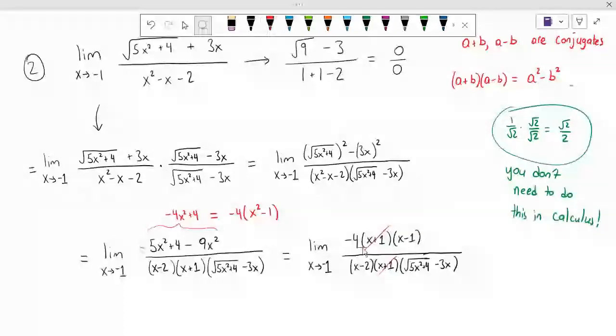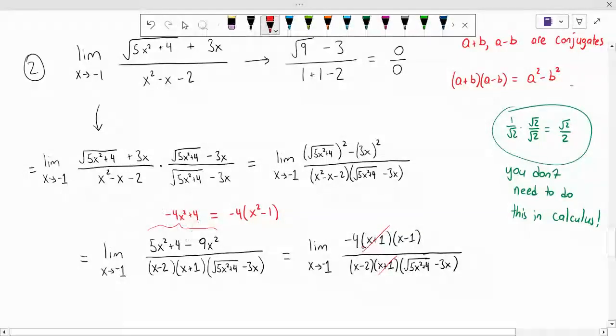As for where that came from, that was just over here. I took 5x squared minus 9x squared and combined them to get minus 4x squared. And then you still had the plus 4, so I just carried that over. And then I factored the minus 4x squared plus 4 that we had, okay?